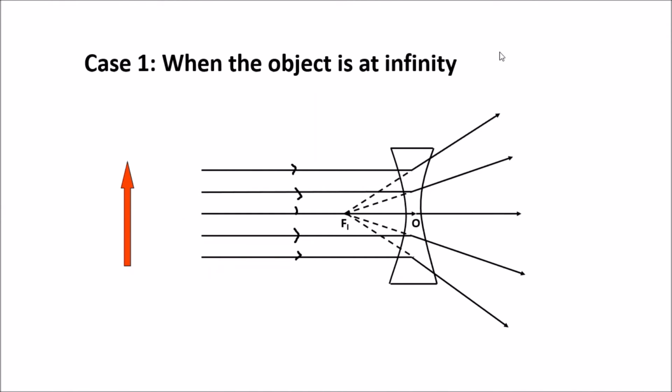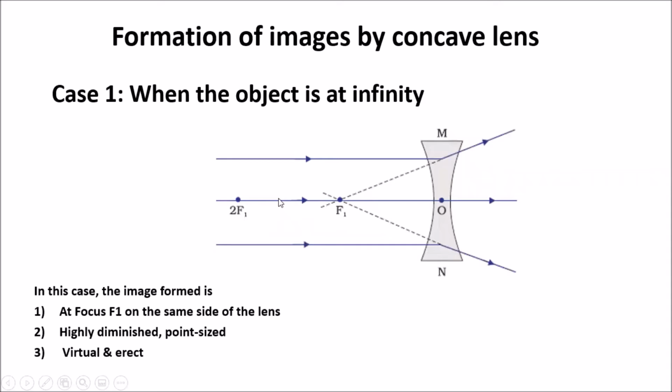So going ahead with the conclusion, let's see what it would be. The image is formed at focus, and it is highly diminished. Because it's on the same side as the object, it is going to be virtual and erect. So when the object is at infinity, the rays are diverging and we get the image at focus F1 on the same side of the lens. The image is highly diminished, or we can also say it's a point size image, and because it's on the same side as the object, we say it's a virtual and erect image.